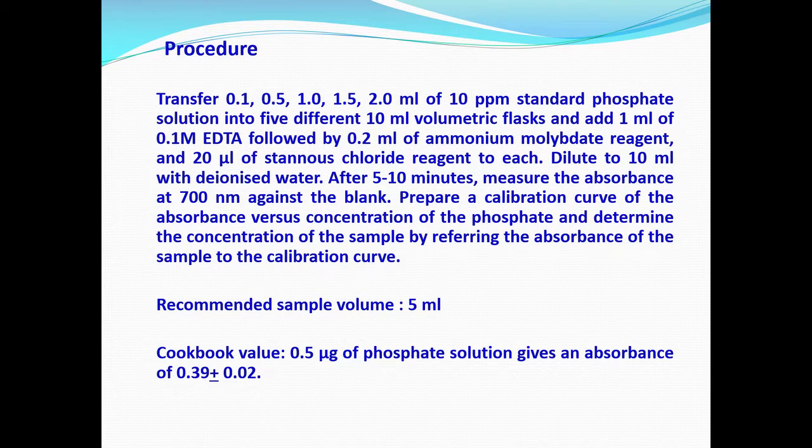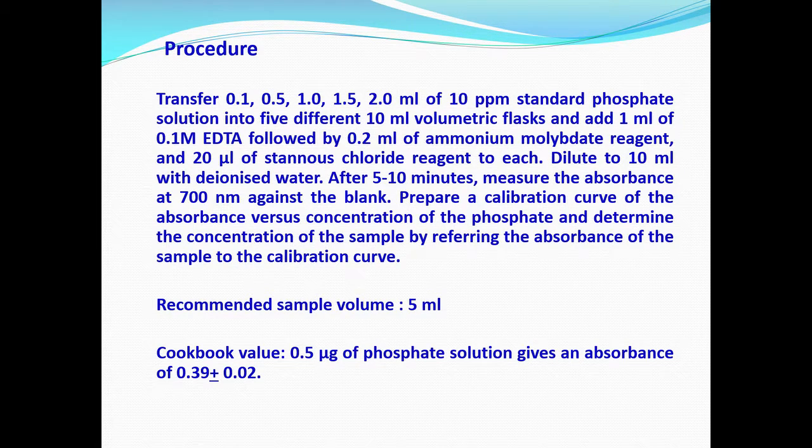So, the procedure involves 0 to 10 ppm of standard phosphate solution, followed by addition of 1 ml of 0.1 molar EDTA, that is a complexing agent we add first only along with the sample, and then we add about 0.2 ml of ammonium molybdate reagent, followed by 20 microliter of stannous chloride reagent to each. So, dilute to 10 ml with deionized water, and after about 5 to 10 minutes you can measure the absorbance at 700 nanometer against a typical blank.